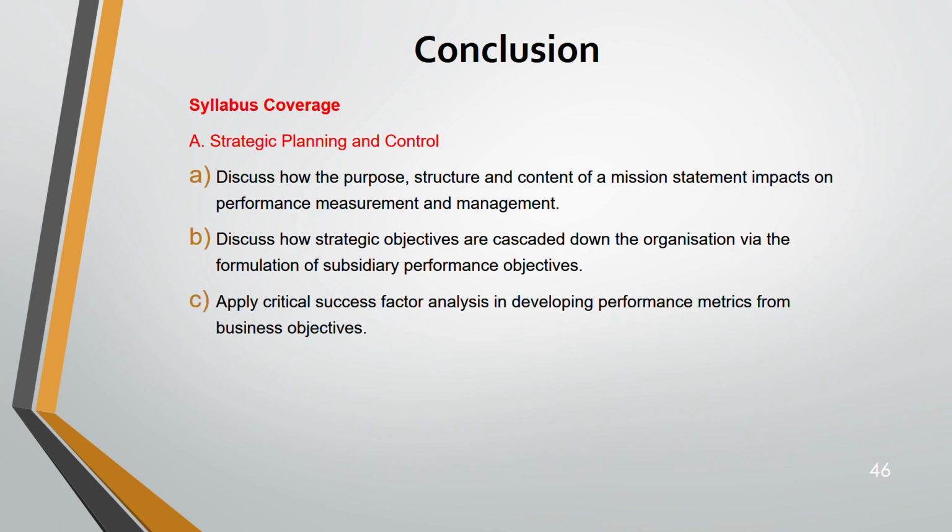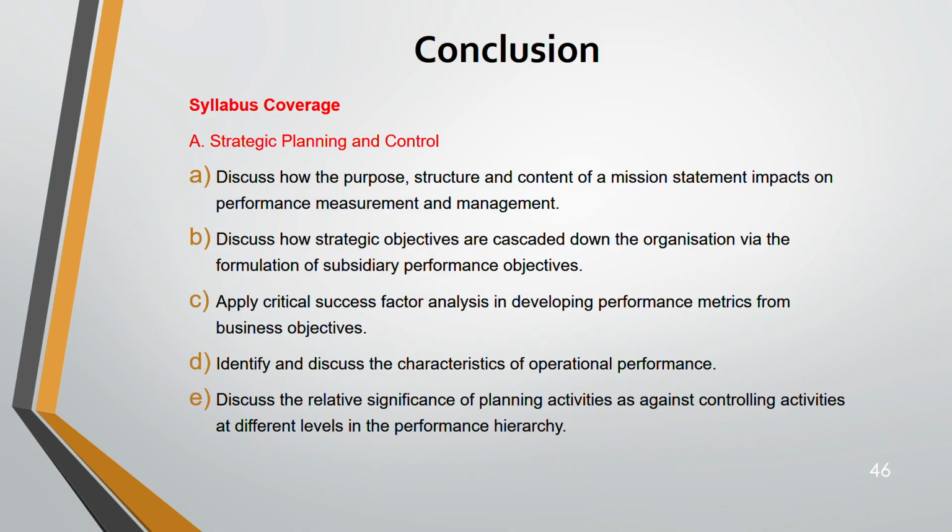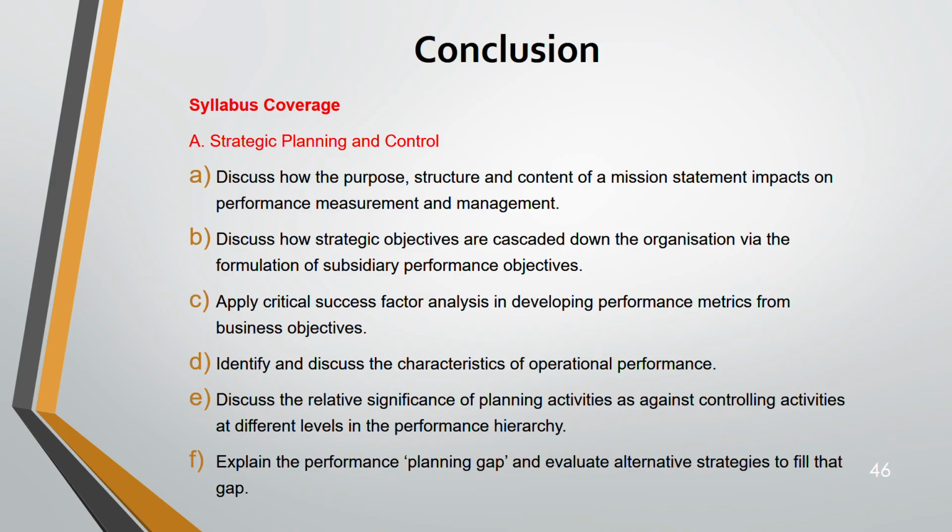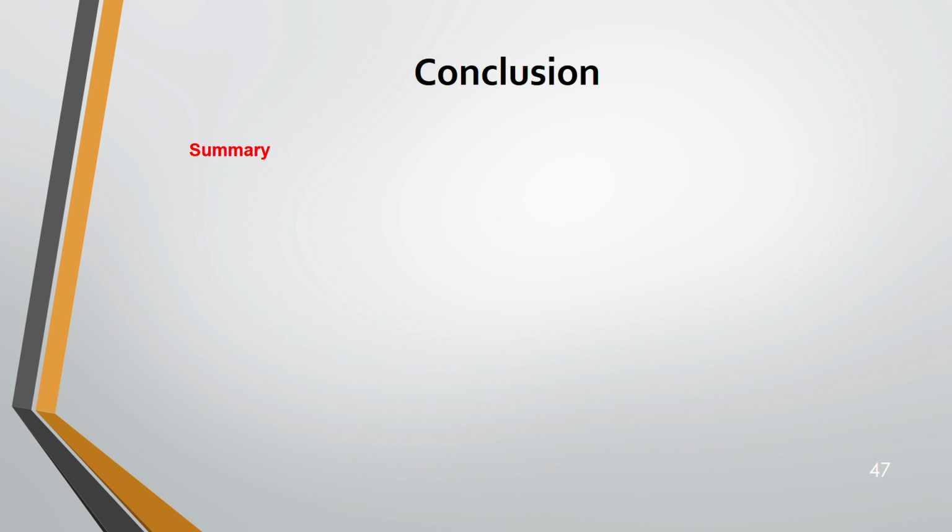Then we applied critical success factors in developing a performance matrix. We identified the characteristics of operational performance, the 5 factors: speed, reliability, dependability, flexibility, and quality. Then we discussed the importance of planning activity against controlling activity at different levels, that is strategic, tactical, operational. Then we explained the performance planning gap and how to close the gap. So let us summarize the lecture.